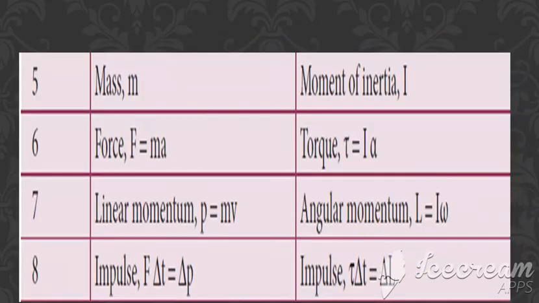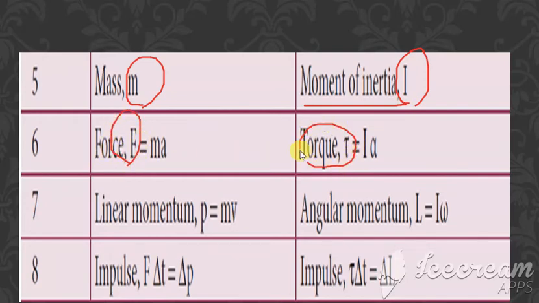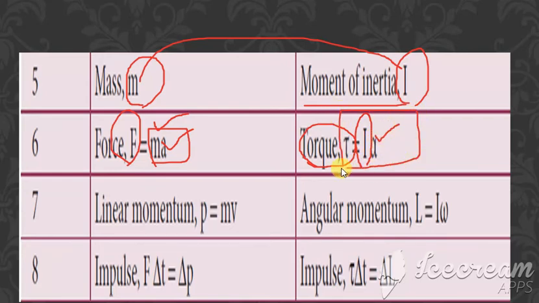Mass we write as m, and here we have the moment of inertia, that is I. Here we have force; in translational it is force, in rotational it is torque. F is equal to m into a, according to Newton's second law. Now instead of m, what do we have? I. So we write I. Instead of acceleration a, we have angular acceleration alpha. So tau is equal to I into alpha.